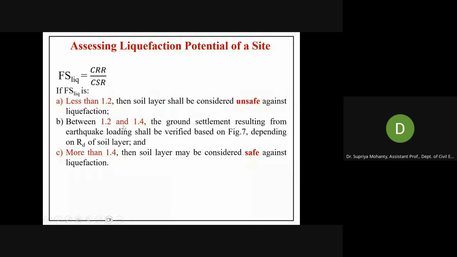And if it is between 1.2 and 1.4, the ground settlement resulting from the earthquake loading shall be verified based on Figure 7, on the next slide, depending on the RD of the soil layer. RD means relative density of the soil layer. You need to check the settlement value. And if you are getting this ratio more than 1.4, then the soil layer is considered to be safe and non-liquefied.